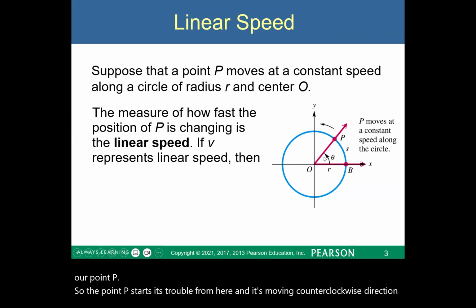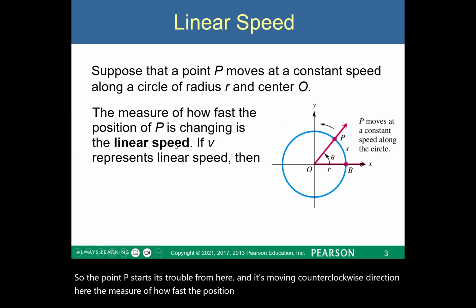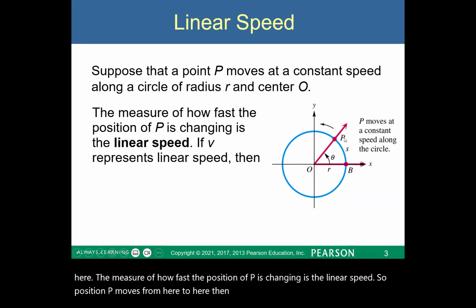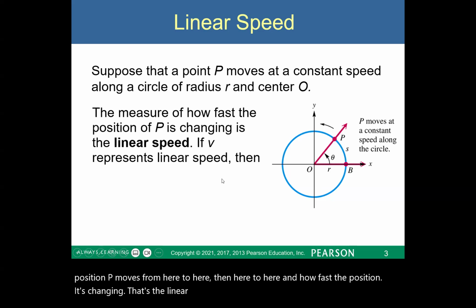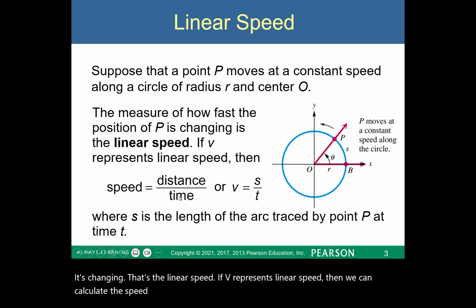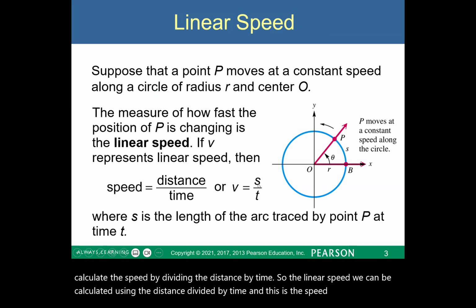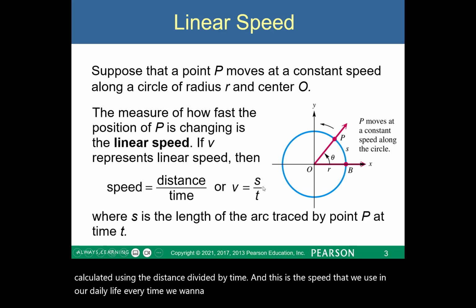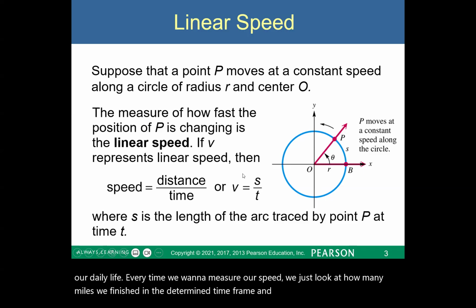The measure of how fast the position of P is changing is the linear speed. So position P moves from here to here, then here to here, and how fast the position is changing, that's the linear speed. If V represents the linear speed, then we can calculate the speed by dividing the distance by time. This is the speed that we use in our daily life. Every time we want to measure our speed, we just look at how many miles we finished in the determined time frame, and we divide these two numbers to find our speed.